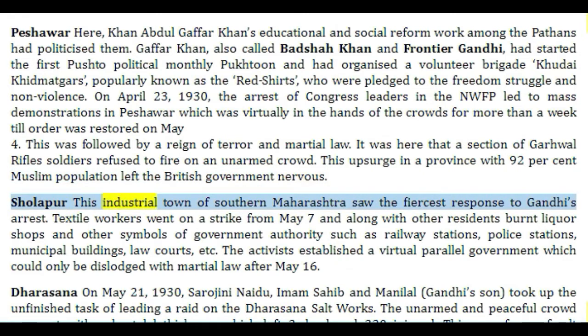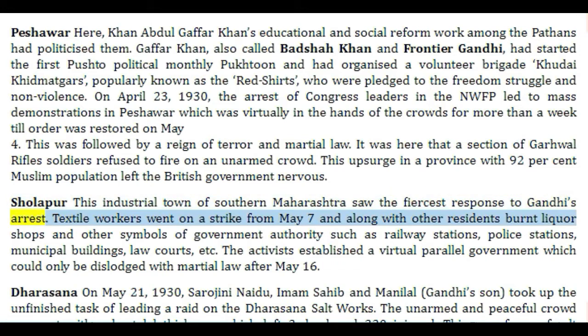Sholapur, this industrial town of southern Maharashtra, saw the fiercest response to Gandhi's arrest. Textile workers went on a strike from 7th May and along with other residents burnt liquor shops and other symbols of government authority such as railway stations, police stations, municipal buildings, law courts, etc. The activists established a virtual parallel government which could only be dislodged with martial law after 16th May.